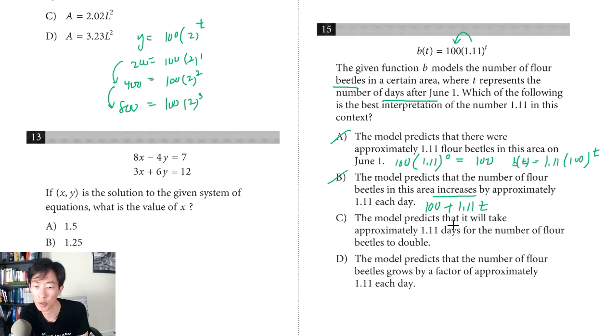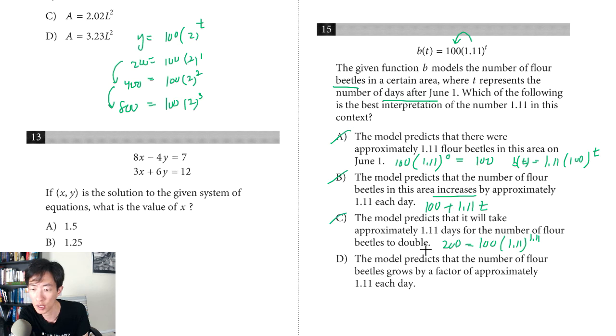Choice C, the model predicts that it'll take approximately 1.1 days for the number of flower beetles to double. So keep in mind the confusion here is that t represents the number of days. Does 1.11 have to do with doubling? Well, let's look at the math. For the population to double, it would be 200. We started out with 100. Does multiplying the original population by 1.11 and raising it to the 1.11, which is the number of days, is that going to yield 200? Probably not, because this is like 1 raised to the first power. We're going to get a number that's very close to 100. So C doesn't make sense at all.